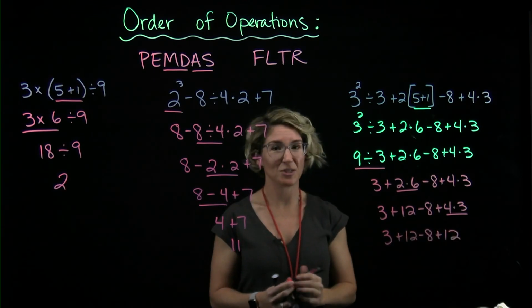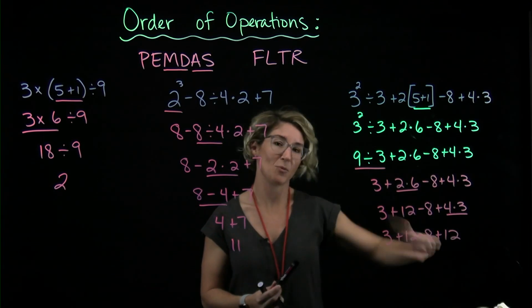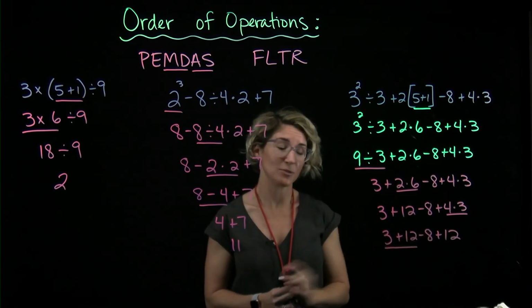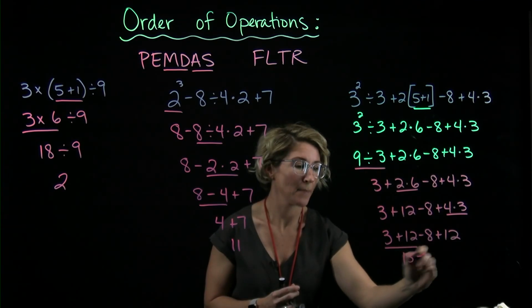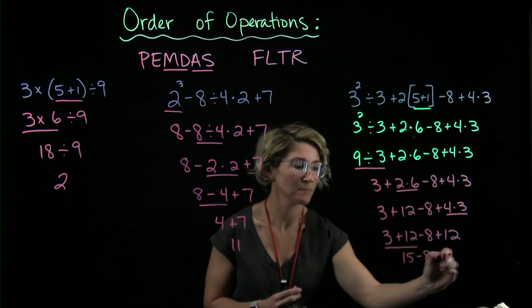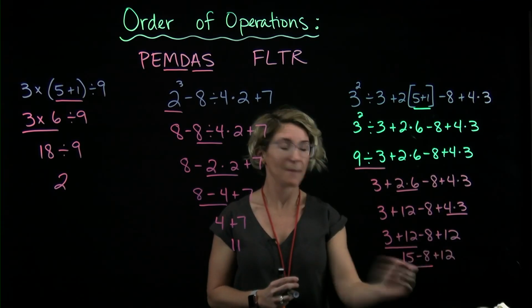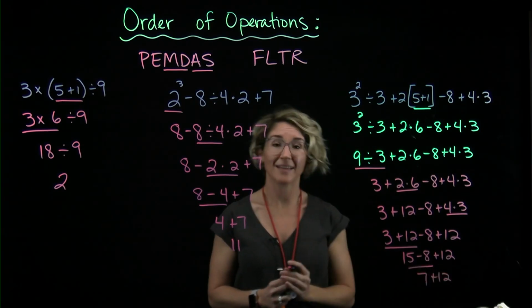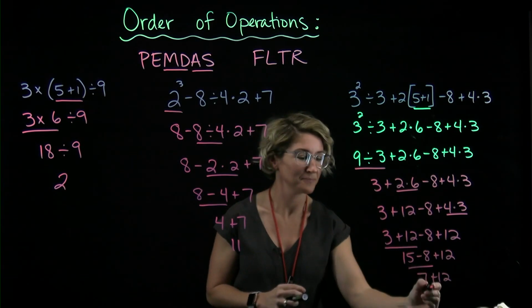Now I'm down to addition and subtraction, and I'm going to do that the way I see it, from left to right. I have 3 plus 12, bringing down everything else. I have 15 minus 8. And last I have 7 plus 12.